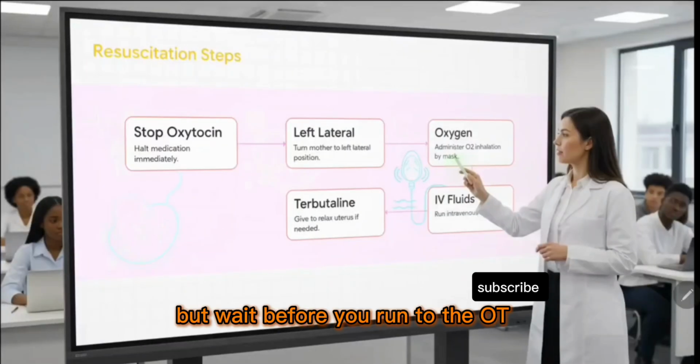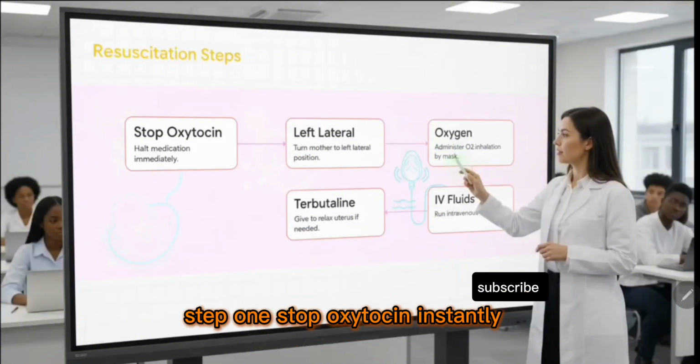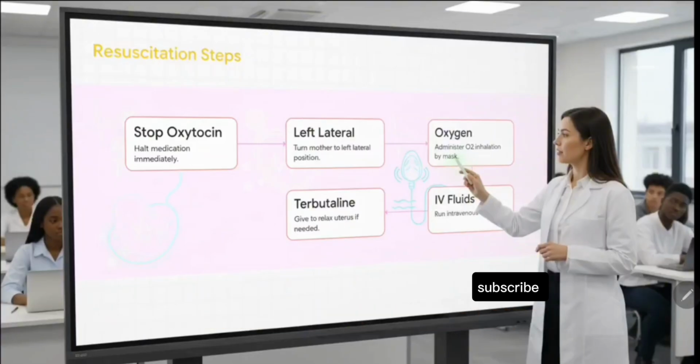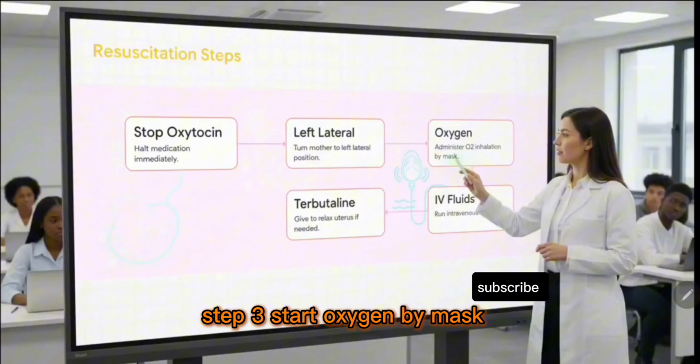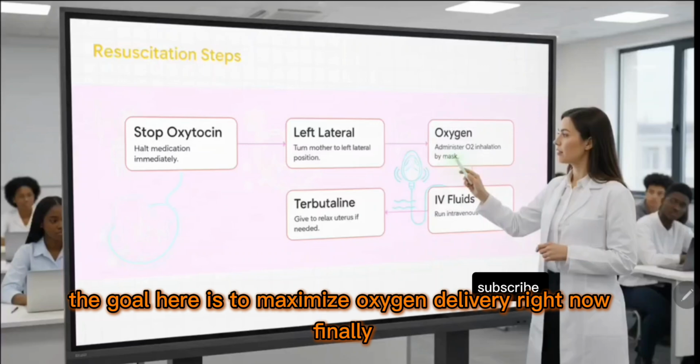But wait, before you run to the OT, you absolutely must perform in utero resuscitation to buy some time. Step 1, stop oxytocin instantly. Step 2, turn the mother to the left lateral position to relieve IVC compression. Step 3, start oxygen by mask. Step 4, run IV fluids. And Step 5, give terbutaline if needed to relax the uterus. The goal here is to maximize oxygen delivery right now.